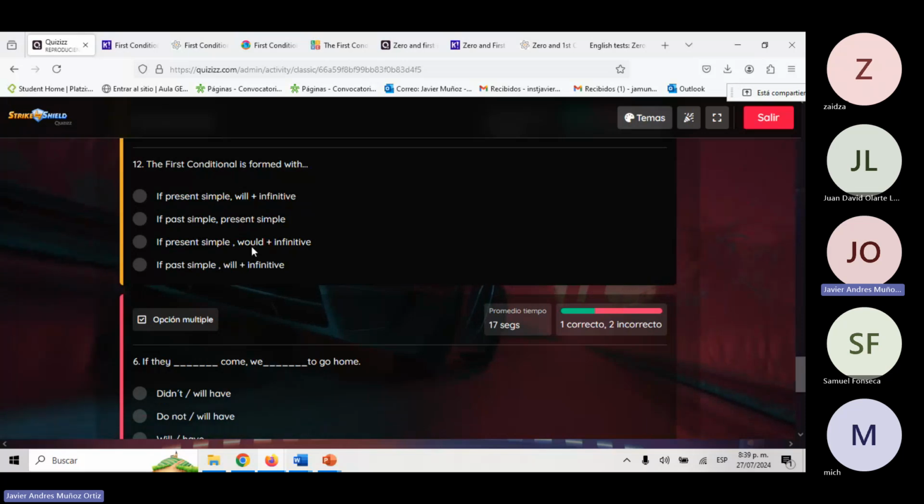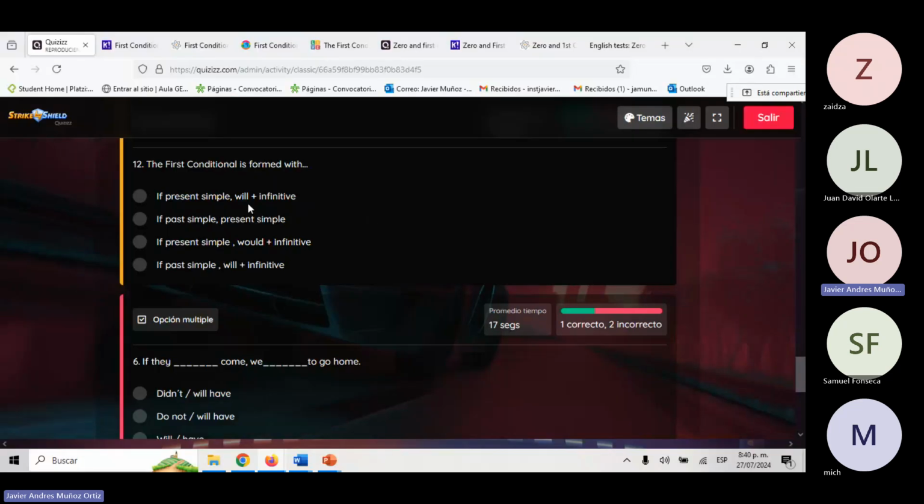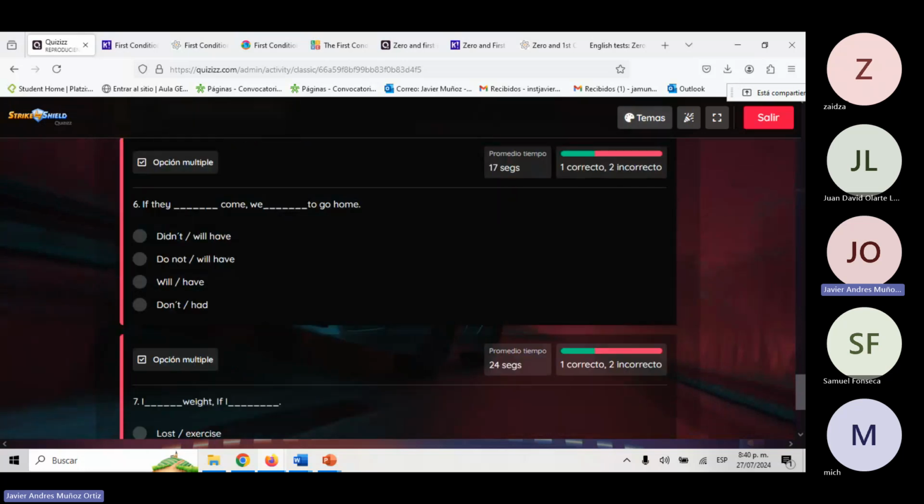We are not going to use the word good. Instead, we are going to use the word will, because the word will is what's going to make the simple future tense. Without the word will or will not, depending on the context, we are not going to have a future simple tense. Therefore, the option here is A. The first conditional is created with conditional if, present simple, and future will. That's it. Let's go with the next one.